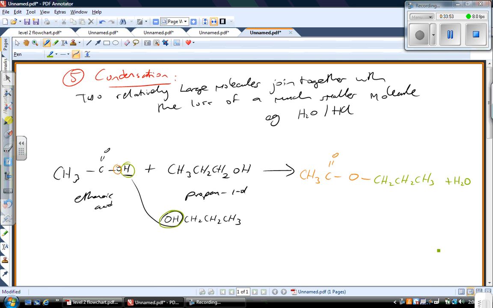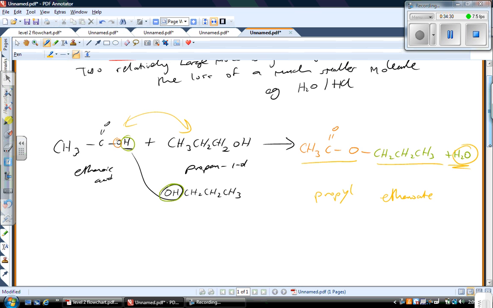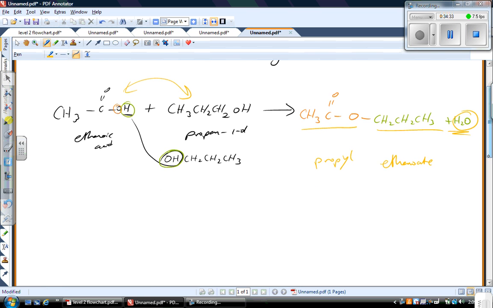The name of this ester, I've worked on this before. The carboxylic acid part always forms the first section of the name, so this is going to be ethanoate, and the alcohol which joined on as a side chain forms the side chain name. So this is propyl ethanoate. And there's your condensation reaction, because you had two relatively large molecules joining together with the elimination or loss of a smaller molecule. This is not to be confused with elimination reactions in alcohols, where you just have one large molecule and a small molecule being eliminated. That's the difference in definition.